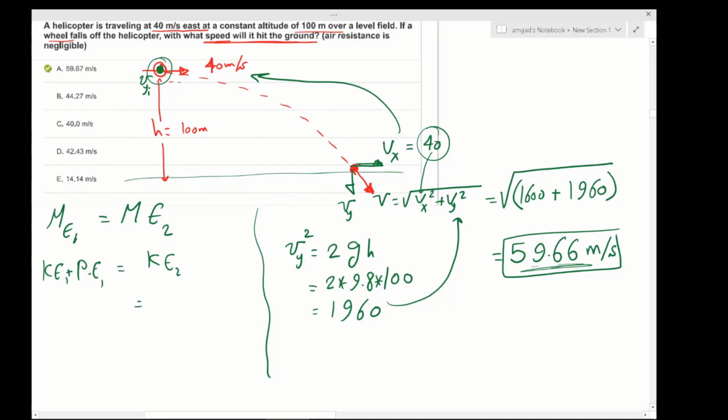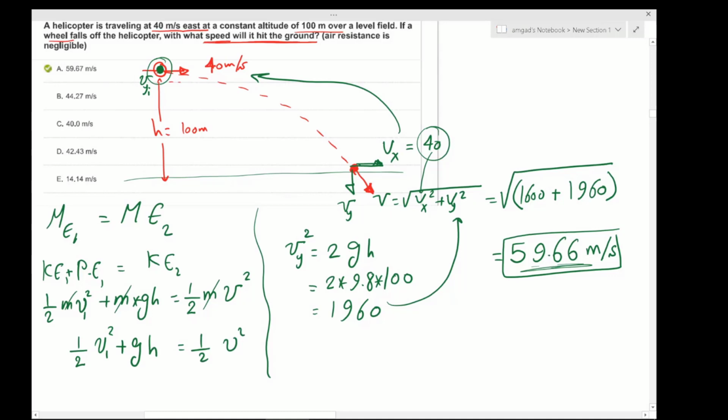The kinetic energy at the beginning is half times m times v squared, which is 40. And the potential energy is m times g times h, and h is 100, equals the kinetic energy in the second case, half times m times v final squared. And he's asking about v final, this v. So I remove the mass from all terms. It will be half v1 squared plus gh equals half times v squared.